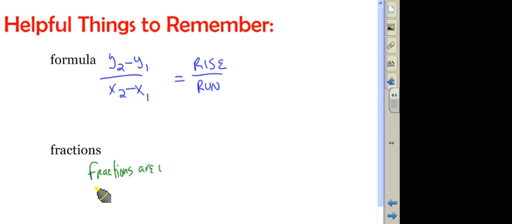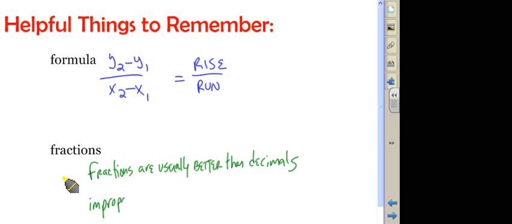Another thing about fractions. Fractions are usually better than decimals. So if you have an option, use the fraction, not the decimal. When you have fractions, sometimes you can have improper fractions and mixed numbers. Improper is better than mixed. This isn't usually, this is almost always. When we're talking about slope, fractions are usually better than decimals, and improper are always better than mixed numbers. So keep those things in mind when you're calculating slope. It'll help you. Alright, now let's go to the next problem.